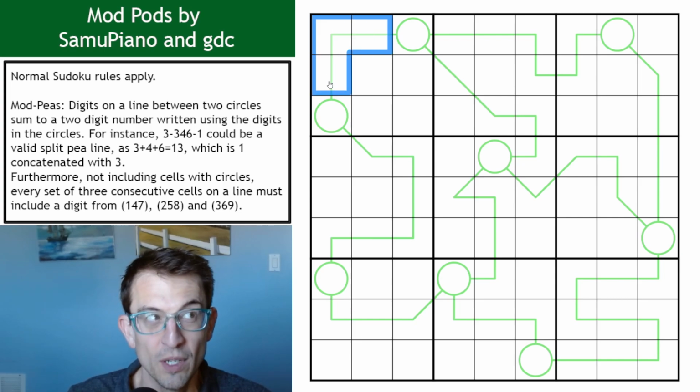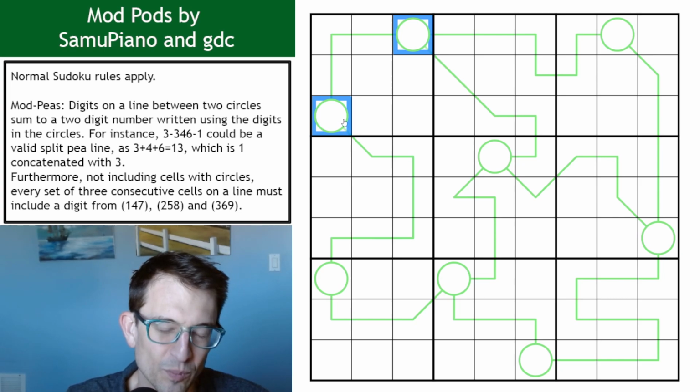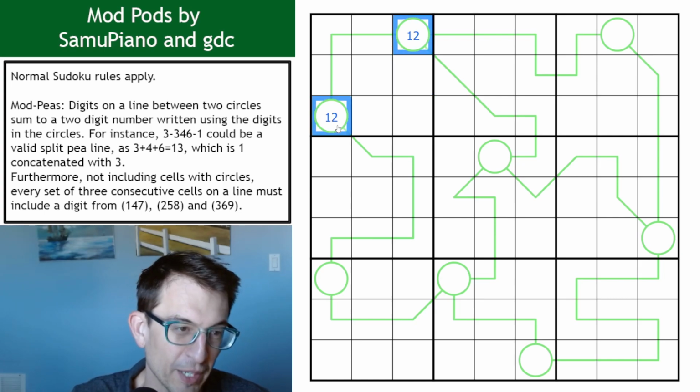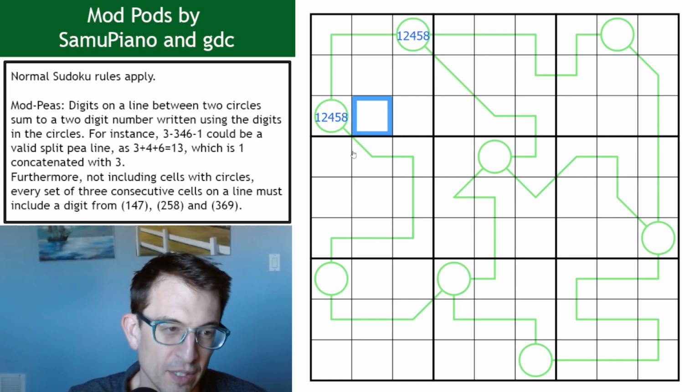So I actually know that the concatenation of these two digits also is 0 mod 3. So what could it be? It could be 12, it could be 15, it could be 18, it could be 21, or it could be 24. Those are the only possible choices here.